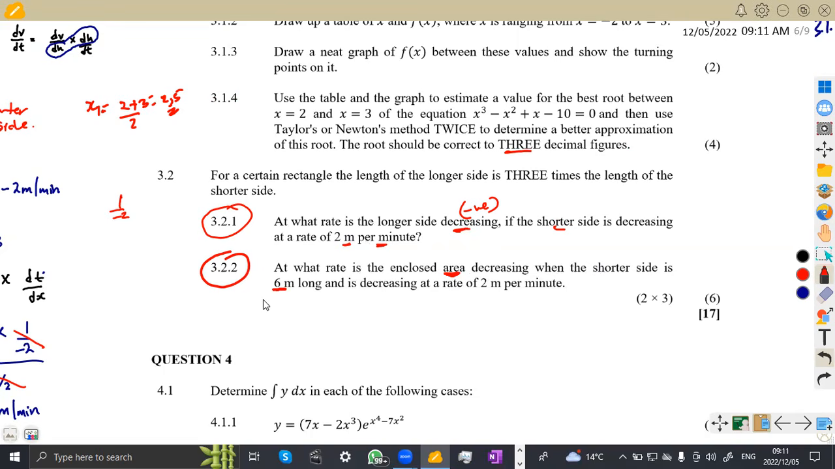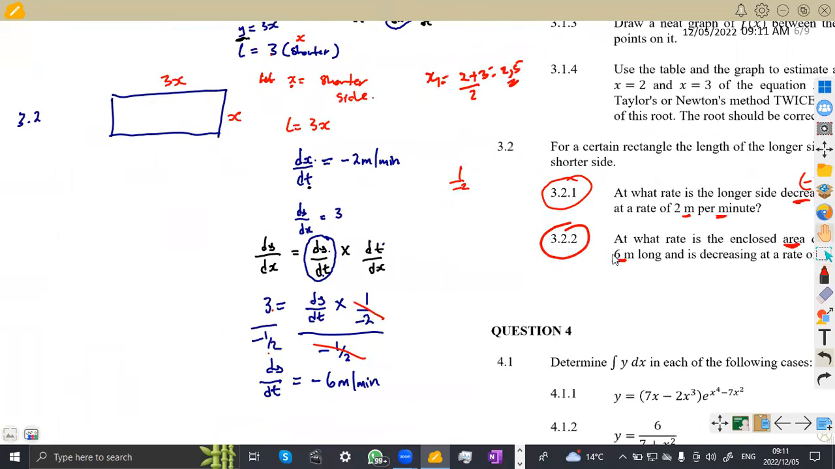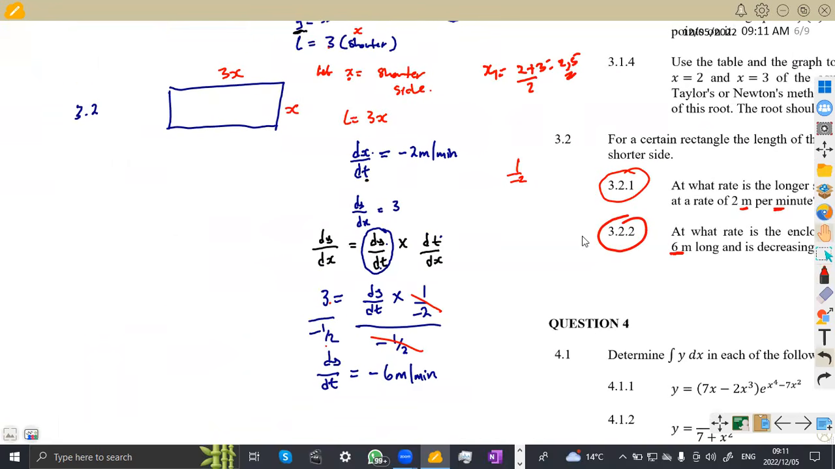Guys, now you are dealing with area. All right. Now we are dealing with area. So I want us to get back to what we had before, because we need to know the rate of change of area. Okay, so we are going back here where we had the length and the width, 3x and x.